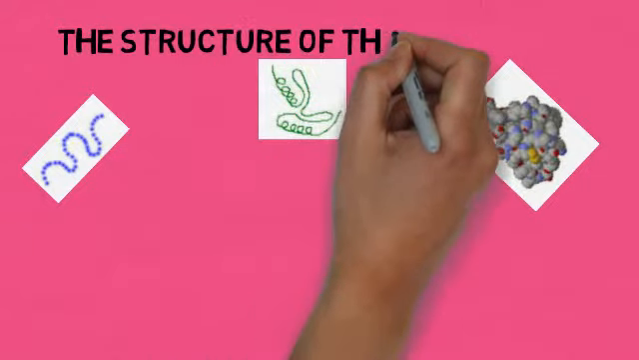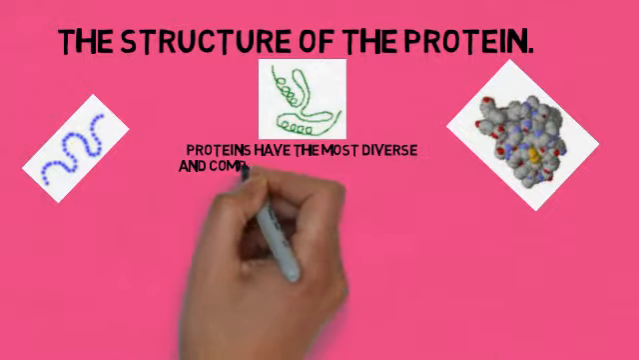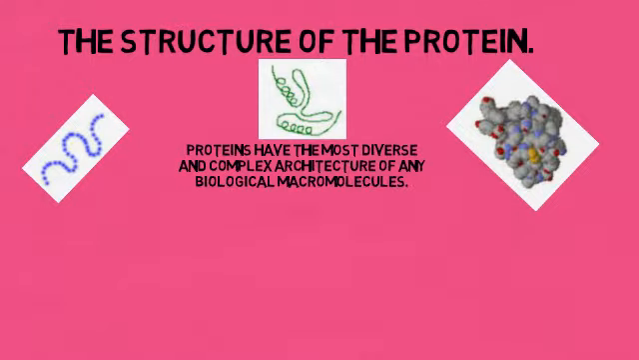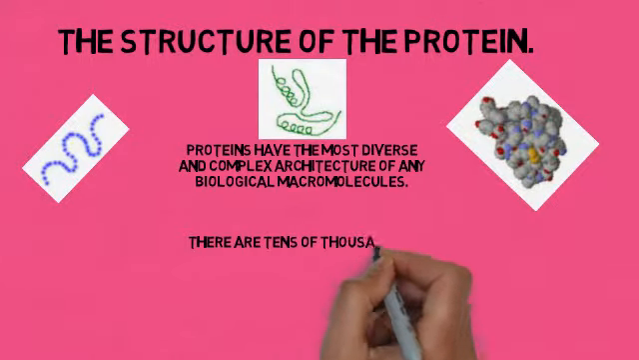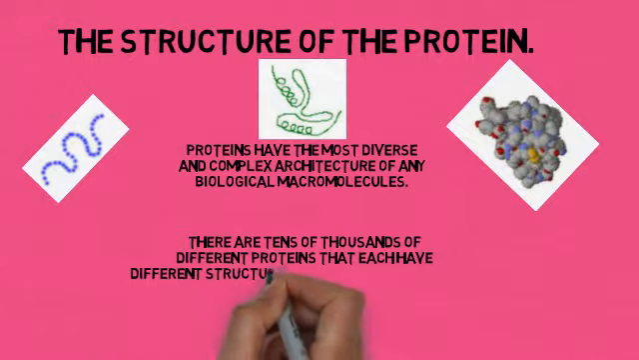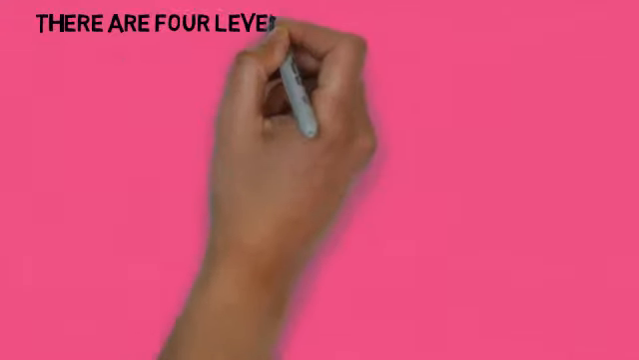The structure of the protein. Proteins have the most diverse and complex architecture of any biological macromolecules. There are tens of thousands of different proteins that each have different structures and perform unique jobs. There are 4 levels to the protein structure.